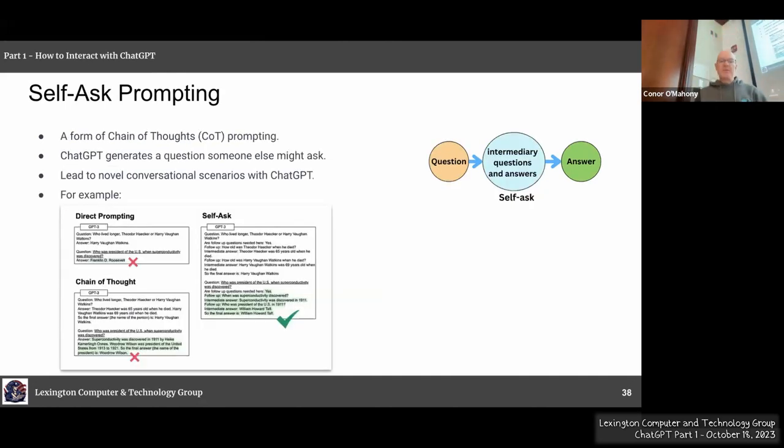This one's starting to get a little bit more cumbersome. It's a form of chain of thought prompting where you get ChatGPT to generate a question someone else might ask and answer it. There's a question here, again taken from an academic paper: who lived longer, Theodore Hacker or Harry Vaughan Watkins? Then followed up by, who was president of the U.S. when superconductivity was discovered? With this type of prompt, where you start to get this self-ask capability going, it produced the right answer. Again, very cumbersome if you were doing this as an individual, but as a programmer, it makes sense to go those extra steps to make sure you're getting back what you would want to get back.